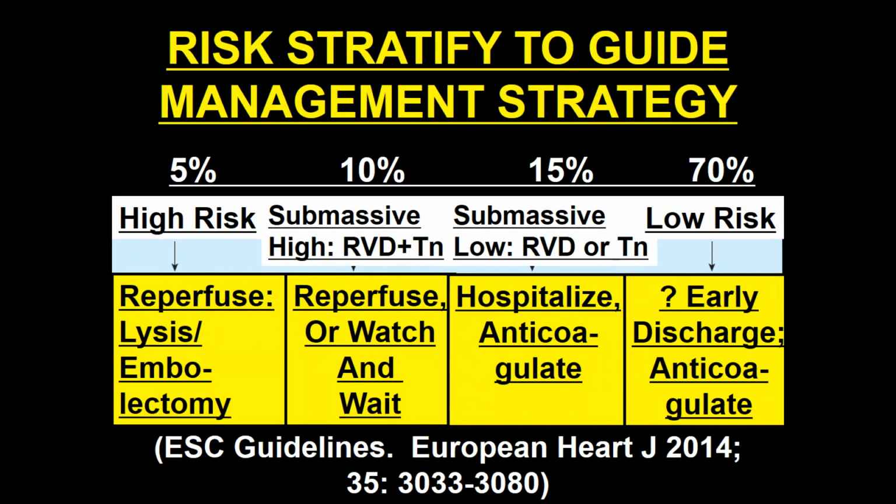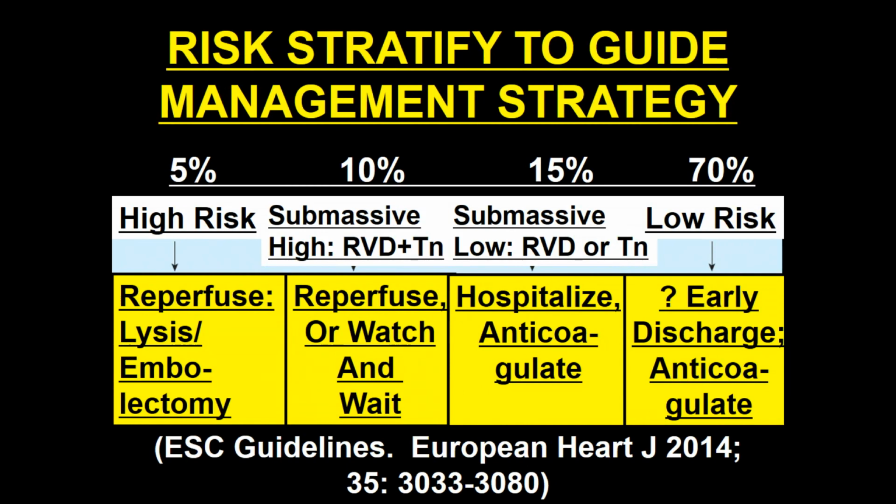At the other end of the spectrum, the low-risk group of patients has normal right ventricular size and function and has no elevation of troponin. These patients are candidates for early hospital discharge and do very well on anticoagulation alone.